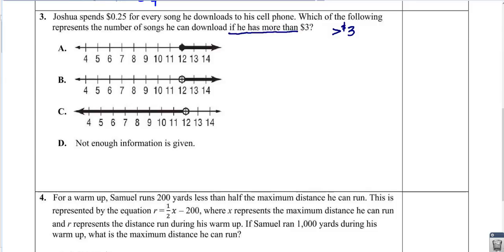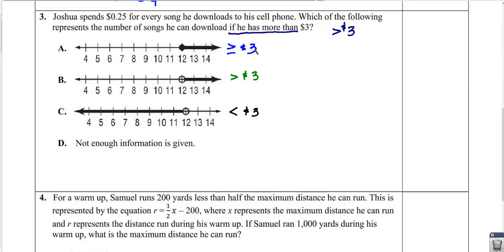If we look at A, it shows greater than or equal to $3. What's the giveaway that it's equal to? Yeah, the circle's closed or filled in. Whereas B is greater than $3. C is less than $3. And D is not given.